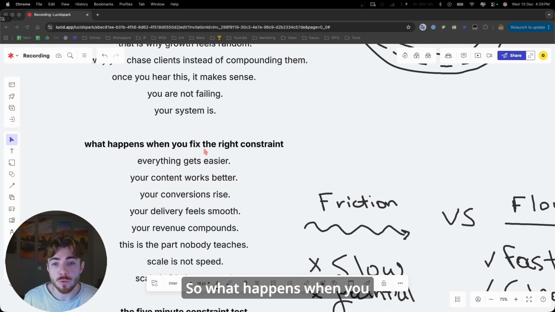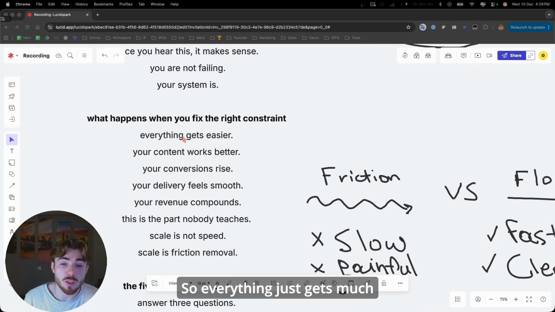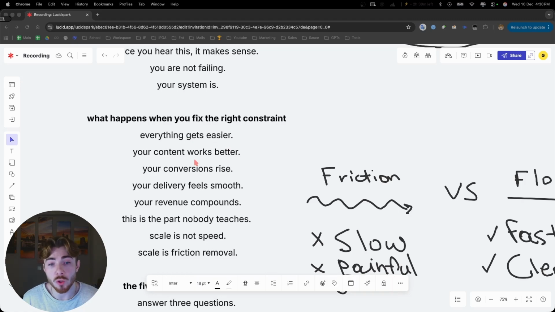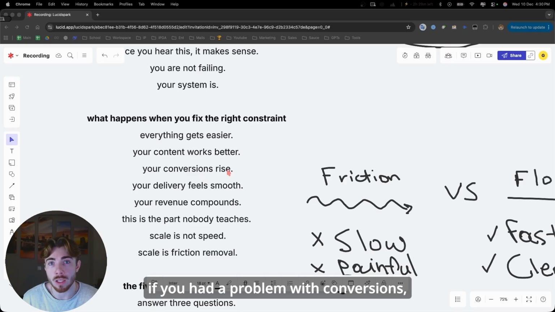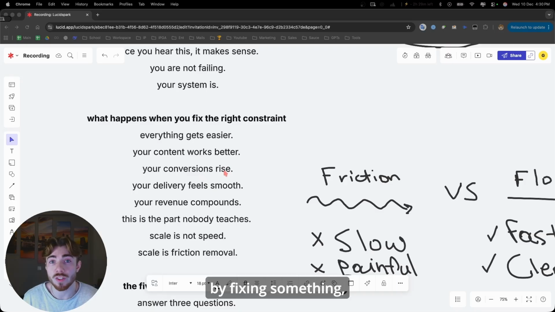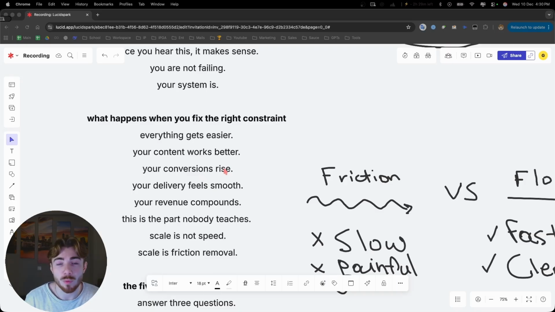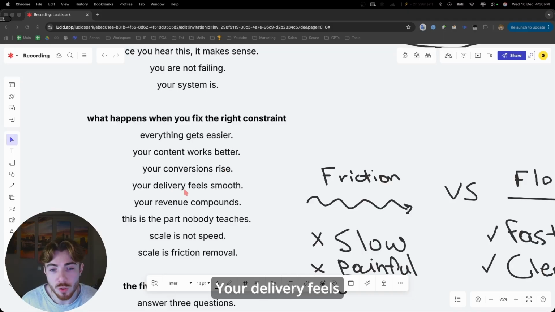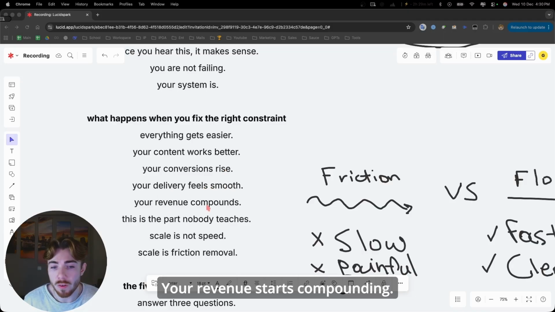So what happens when you fix the right constraint? Everything just gets much easier in the first place. Your content works better, and your conversions actually rise, because if you had a problem with conversions, by fixing a broken link that was keeping them behind, they're going to rise. Your delivery feels smoother because you fixed that thing that was keeping you behind. Your revenue starts compounding, and this is the part that nobody teaches.